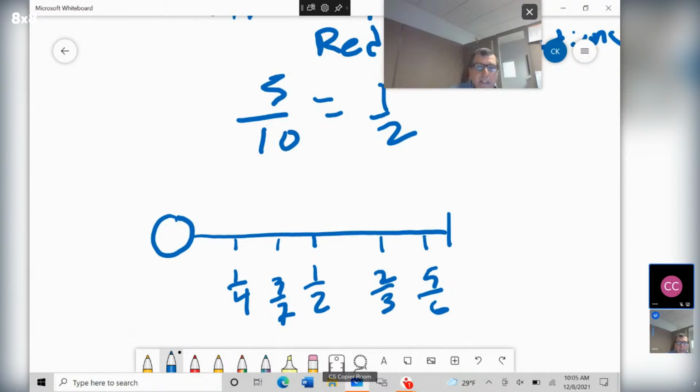But just try to keep in mind as you get closer to the 1, the fractions are going to get larger. So 5/6 is the biggest fraction we have on that number line.